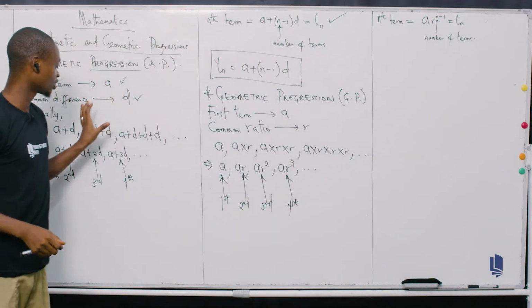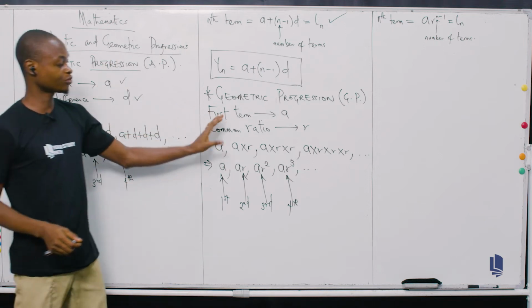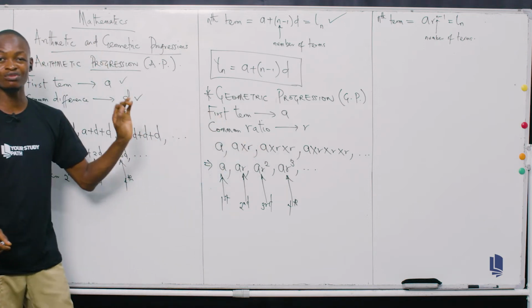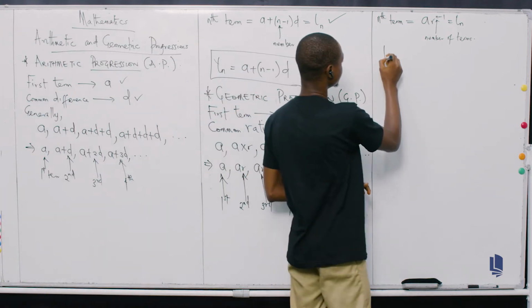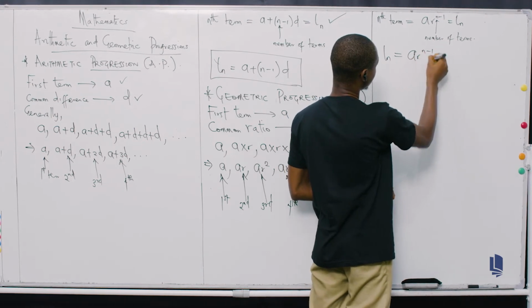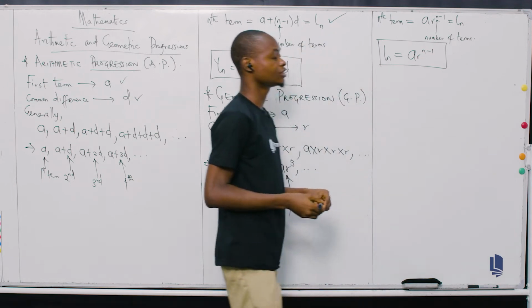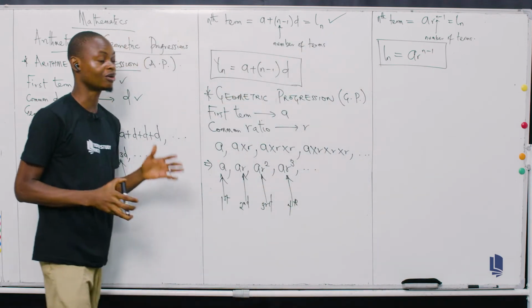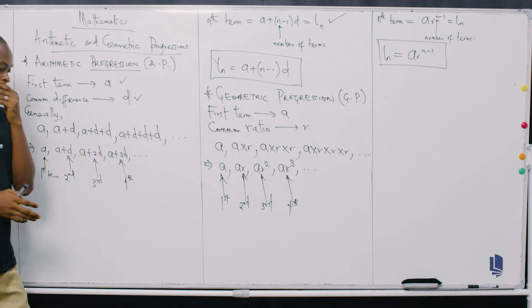So what do we notice? For the arithmetic progression, we add. For the geometric progression, we multiply. These are very, very important concepts. Now, it also means that the first most important formula for the geometric progression is this: A R raised to the power of n minus 1.